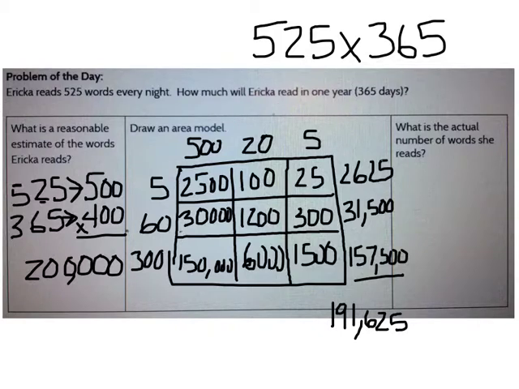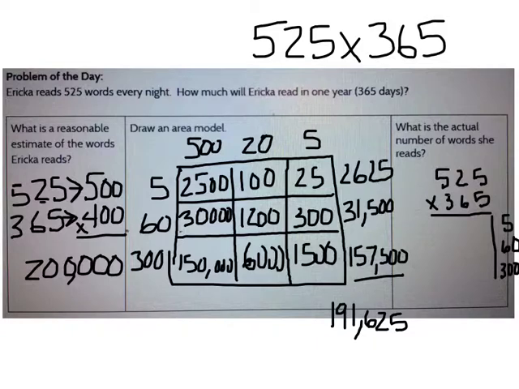Now let's multiply using the standard algorithm. So 525 times 365. I'm going to split this into three problems just like I did with my area model, where I'm going to multiply by 5 first, then 60, then 300.